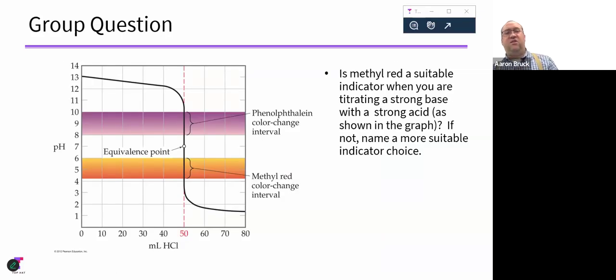So let's answer this question together here. Is methyl red a suitable indicator for the kind of titration that we are doing in this graph here? And if it's not, let's go back to the previous slide and try to find a better one. So, first thoughts. Is methyl red a suitable indicator?